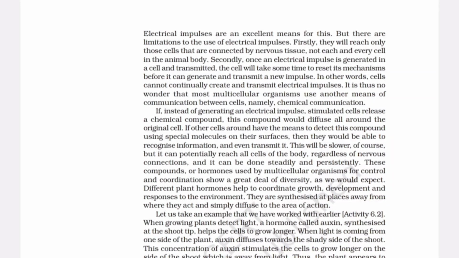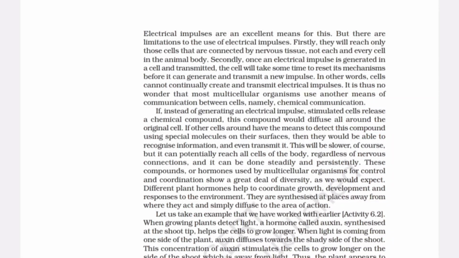But there are limitations to the use of electrical impulses. Firstly, they will reach only those cells that are connected by nervous tissue, not each and every cell in the animal body. Secondly, once an electrical impulse is generated in a cell and transmitted, the cell will take some time to reset its mechanisms before it can generate and transmit a new impulse. In other words, cells cannot continually create and transmit electrical impulses. It is thus no wonder that most multicellular organisms use another means of communication between cells, namely, chemical communication.